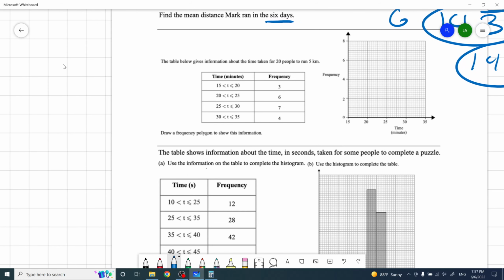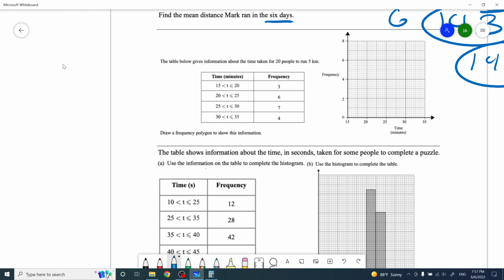Okay, so here we need to draw a frequency polygon. A frequency polygon is essentially a fancy number line. The only difference, it doesn't give us exact points at first. We need to find midpoints. So here, let's go ahead and just do this for fun. We'll find the midpoints of our gaps here, 15 to 20. It's going to be 17.5, 20 to 25 is going to be 22.5. I'm not going to find the other ones, and I'm going to show you why in just a minute.